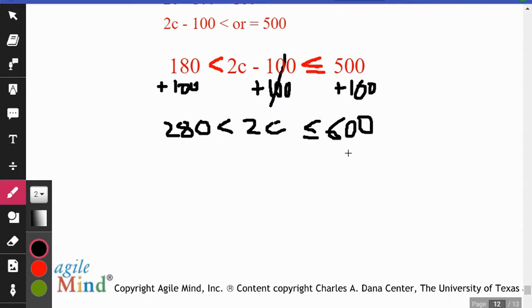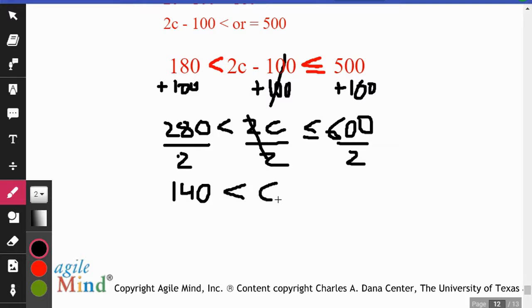Okay. So what does that mean? Well, let's divide everything by 2. Middle one and both sides. That's going to give me 140 over here. That's going to give me just c in the middle. And that's going to give me 300 on the right side.